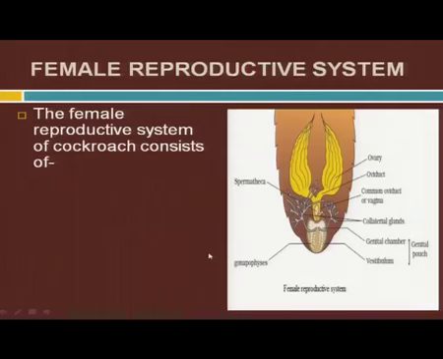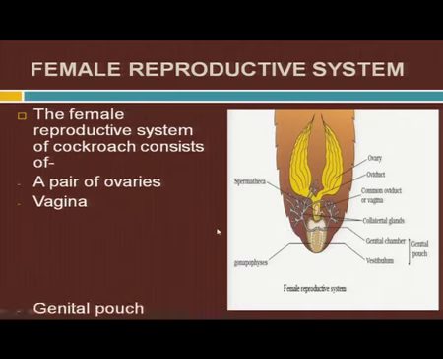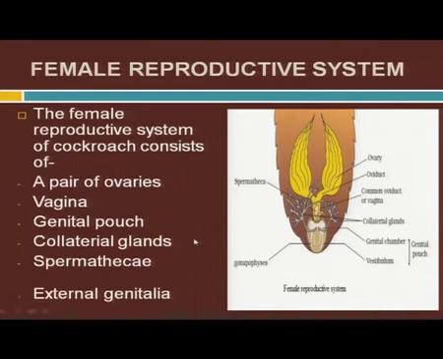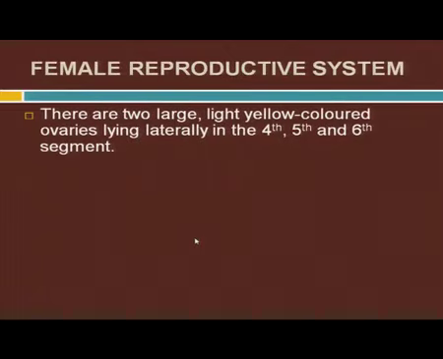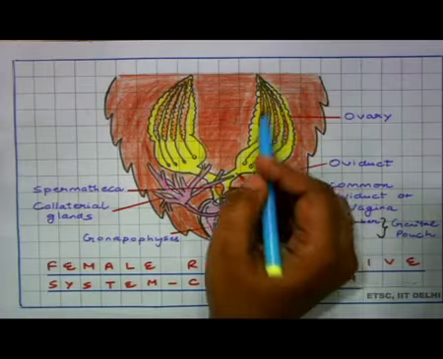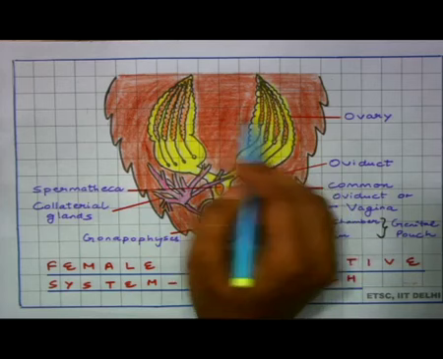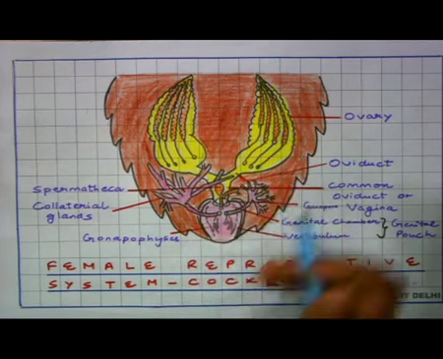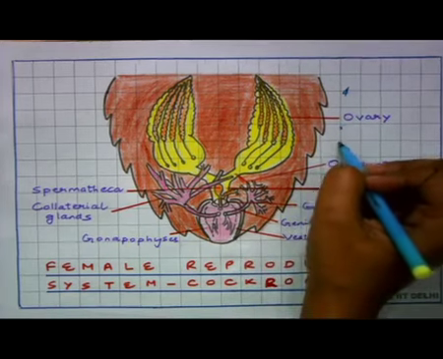So, what does the female reproductive system comprise of? It comprises a pair of ovaries, vagina which is the common oviduct, genital pouch, collateral glands, spermathecae and external genitalia. So, these are the different parts of the female reproductive system of a cockroach. There are two large light yellow colored ovaries, as you can see here. These are large and light yellow in color and located laterally in the 4th, 5th and 6th segments.